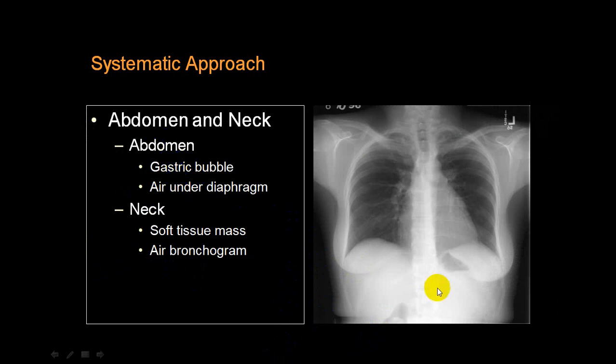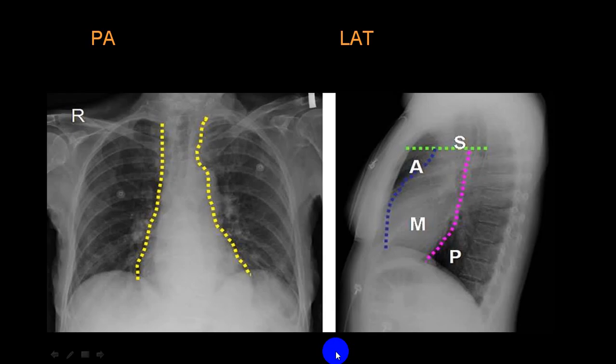Below the diaphragm, look at the gastric bubble and air under the diaphragm, and in the neck, look for the soft tissue, cervical rib, etc. This is the mediastinal border on the right side, this is the mediastinal border on the left side. And this is in a lateral view: this is the anterior mediastinum, this is middle, this is posterior, and above this line will be the superior mediastinum.